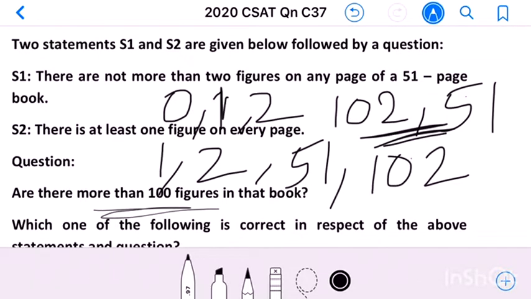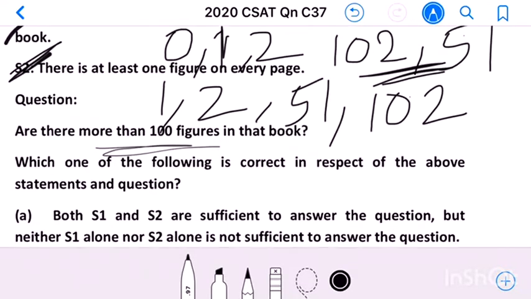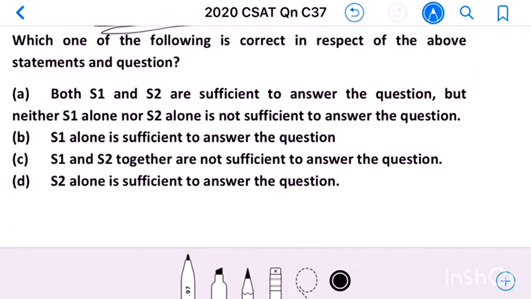So we cannot say how many figures are there in that book by using any of these statements. So our answer is S1 and S2 together are not sufficient to answer the question. Option C.